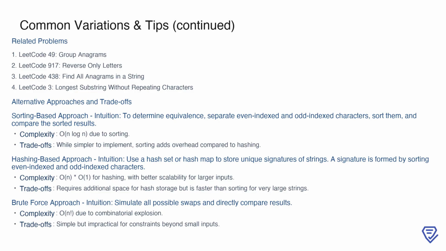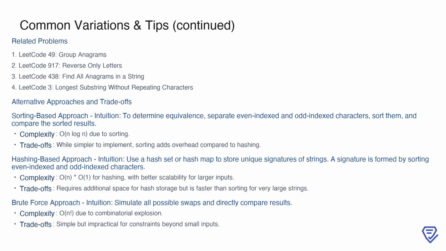Now, let's discuss the alternative approaches you can use here and their trade-offs. A sorting-based approach involves separating the even-indexed and odd-indexed characters, sorting each group, and comparing them. This approach has a time complexity of O(n log n), due to the sorting step. While this method is straightforward, the sorting operation adds overhead compared to other approaches. Alternatively, a hashing-based approach creates a unique signature for each string by sorting the even and odd characters and then storing these signatures in a hash set or hash map.